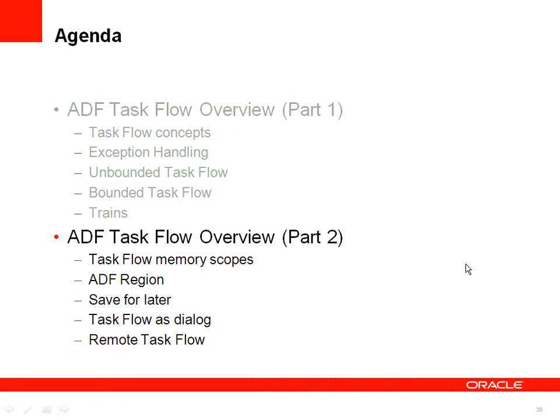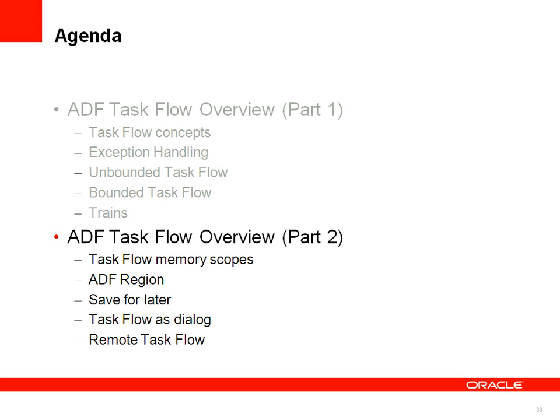In the first part of this series we talked about task flow concepts. We talked about the difference between unbounded and bounded task flows and how they relate to the standard JavaServer Faces navigation model. We talked about exception handling and we rounded up with the train model and how you can use trains in a bounded task flow for navigation.